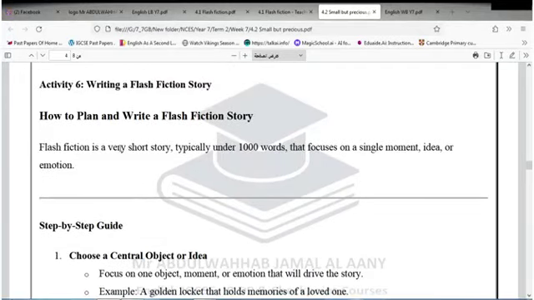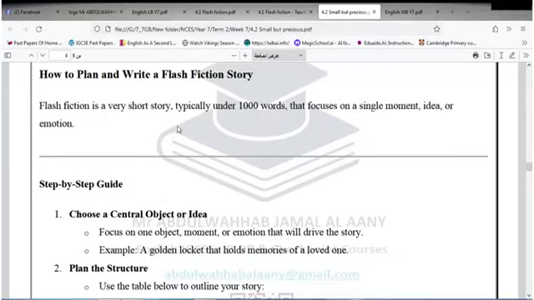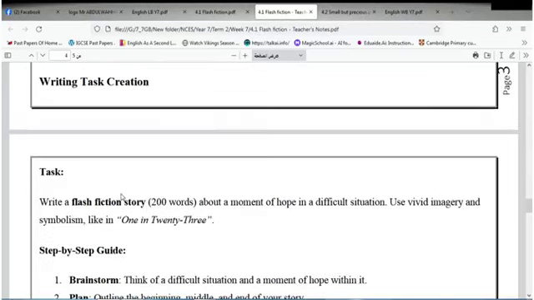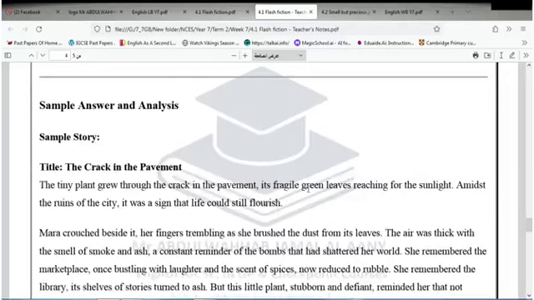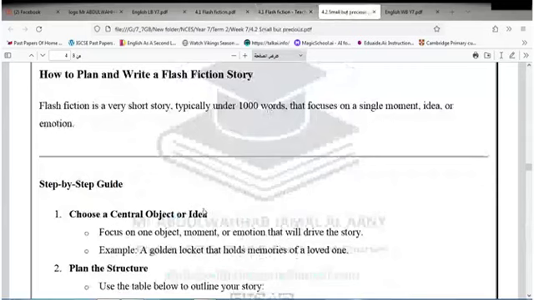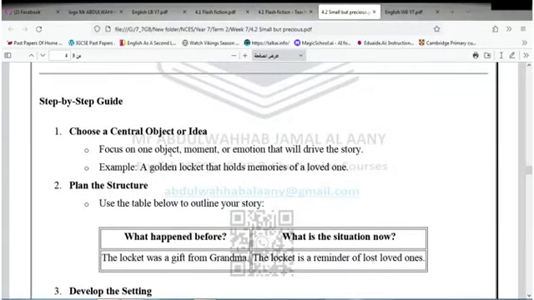So the task is: write a flash fiction story of your own. Write a flash fiction story of around 200 words about a moment or a hope in a difficult situation. Use vivid imagery and symbolism like "1 in 23." Step by step, of course, you have to brainstorm, plan, write, and then edit. How can we do it? Number one, we have to choose a central object or an idea for your story. In the story "1 in 23," the object was the fig.